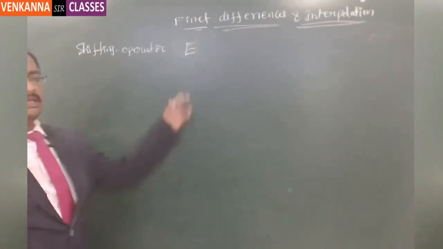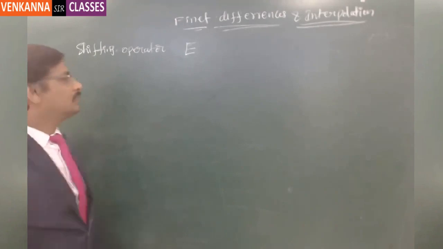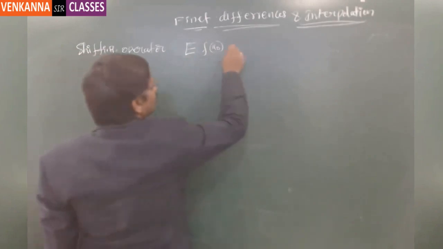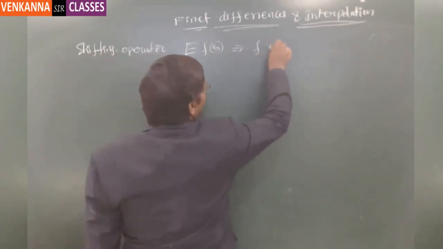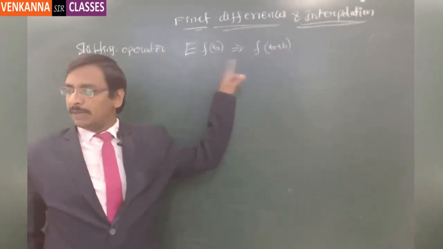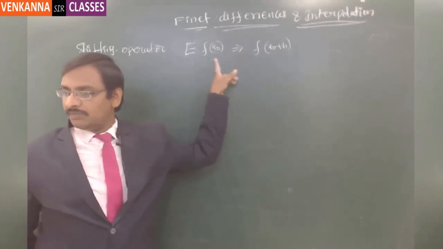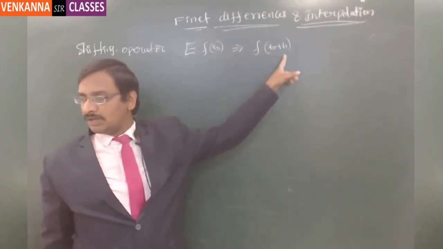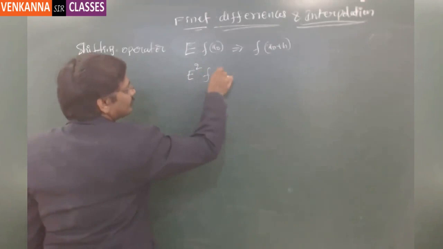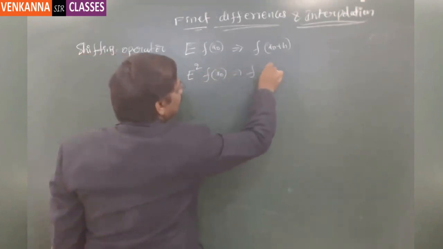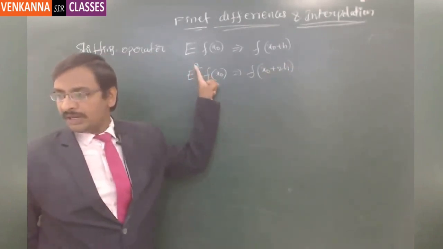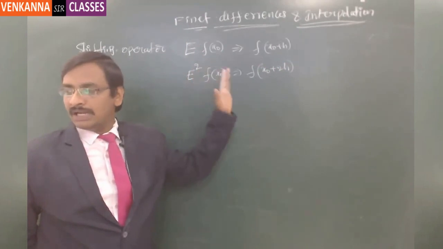Now this E, if it is operated on any particular function, let us say E operated on f of x naught, this value is going to be shifted by a value of h. So this is how it is going to be represented. Shifting by a distance of h is nothing but E of f of x naught is f of x naught plus h. And then E squared of f of x naught is f of x naught plus 2h. So this is how it is going to shift. Whatever the power here, that many number of times the intervals are shifted.